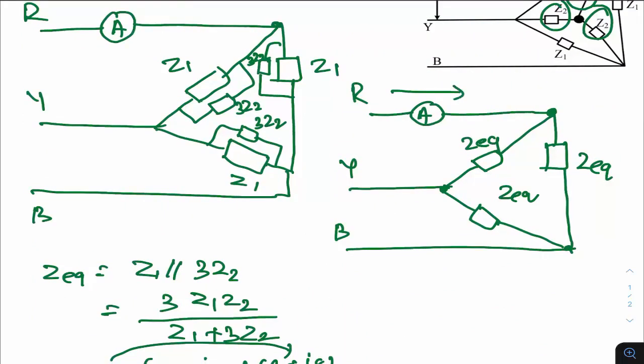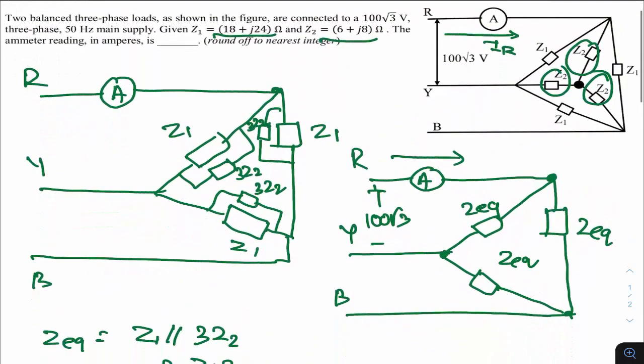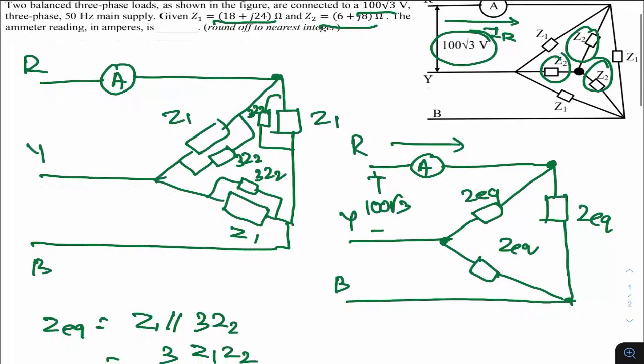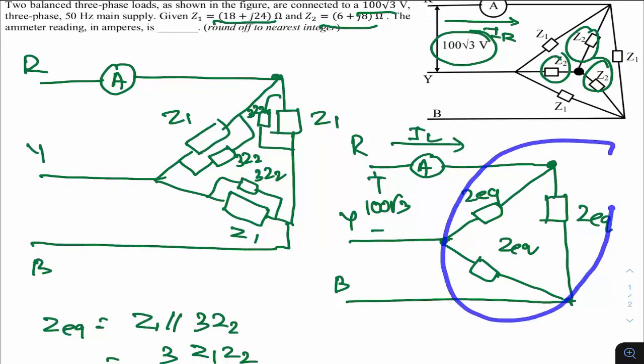We need this current. Do you know this voltage? Yes. How much is given? This voltage is given as 100 root 3. So basically I need this current, which is going from the R line. So this is nothing but the line current. And if you observe, this is nothing but a delta load. And in a delta load, how are the line currents and phase currents related?